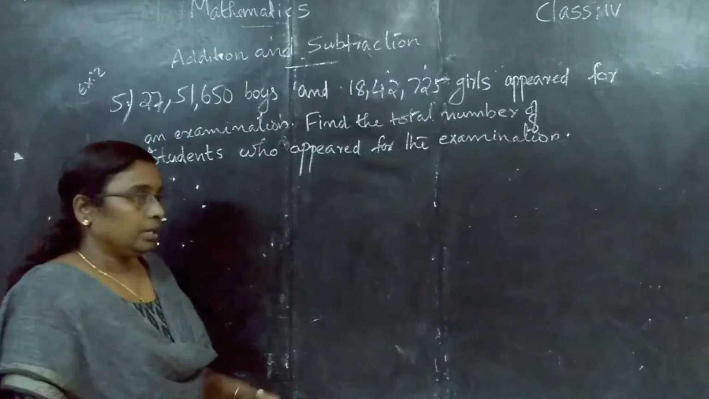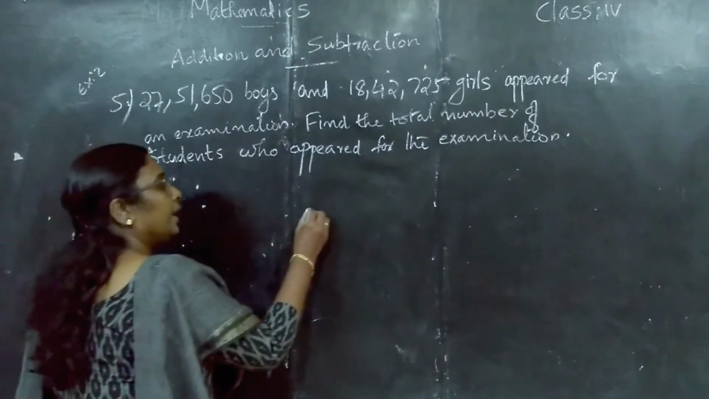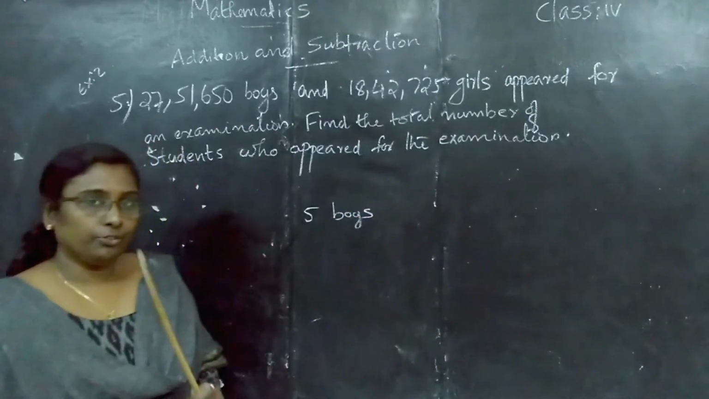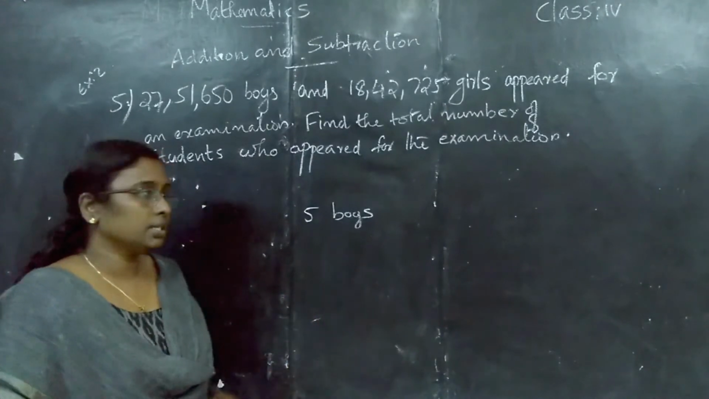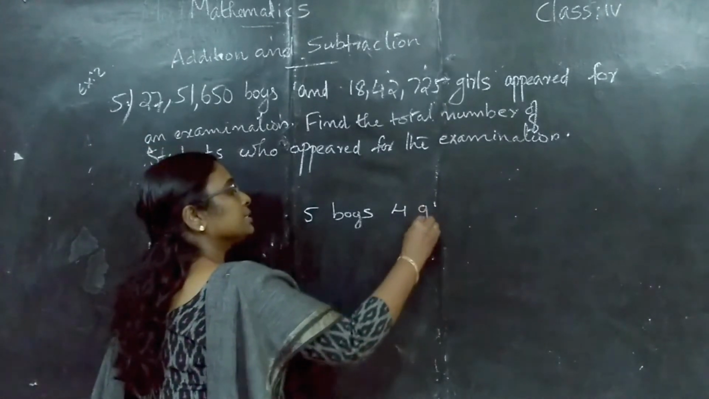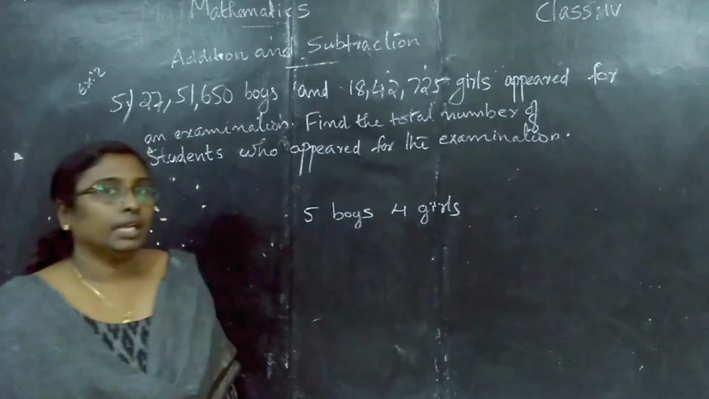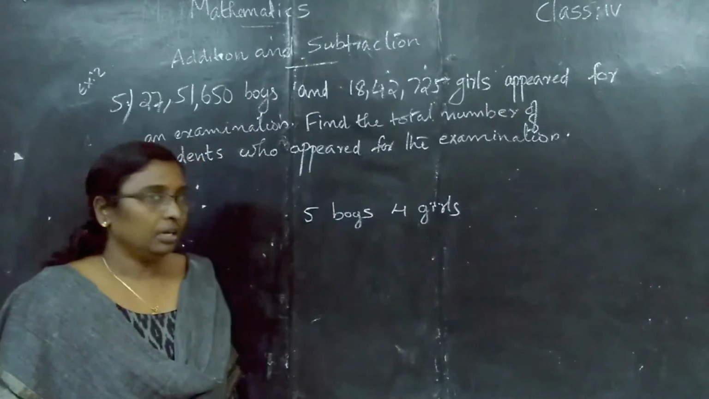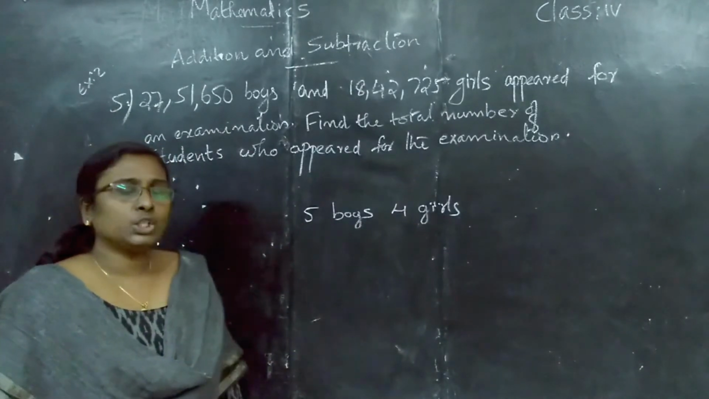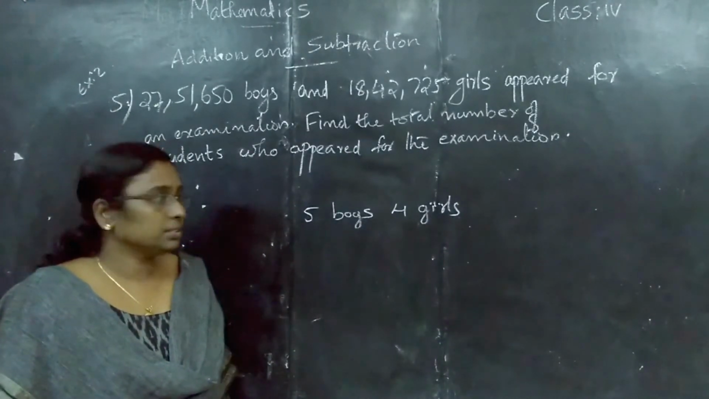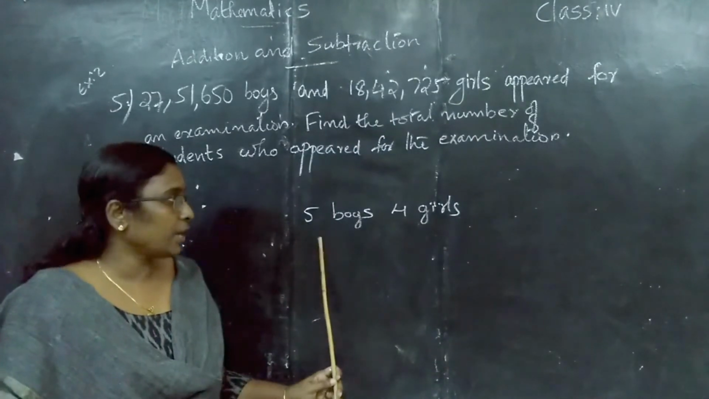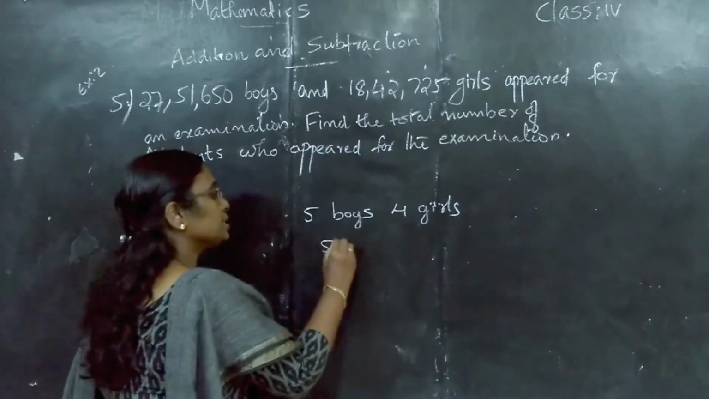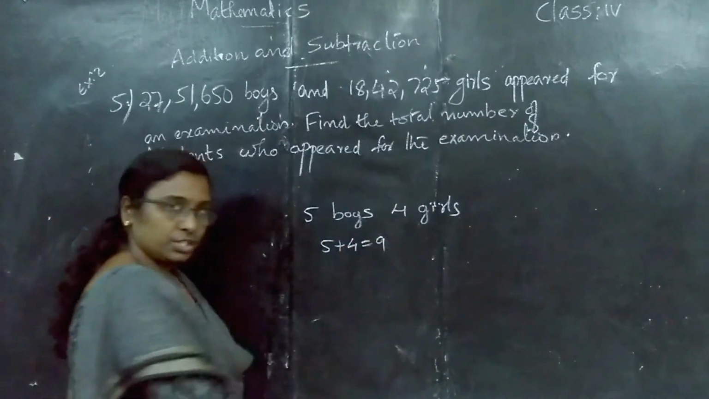Look here. If in your class there are 5 boys and 4 girls, what is the total number of students in your class? There are 5 boys and 4 girls. So total number of students is 9. 5 plus 4 equal to 9 students, isn't it?